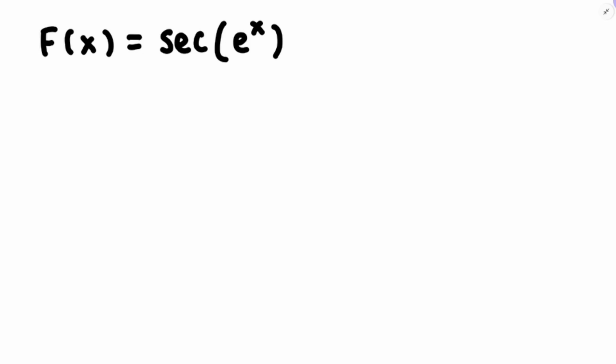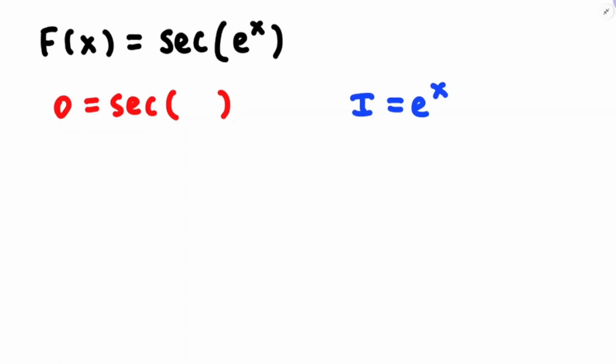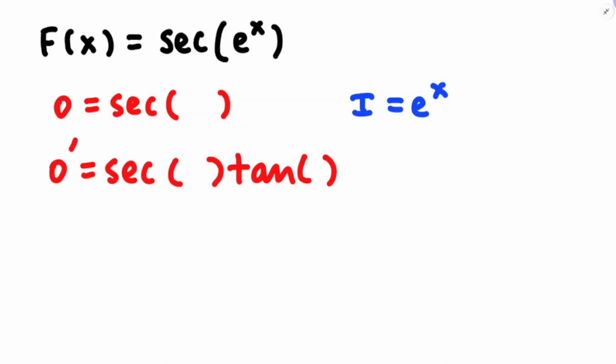Here's one. If I've got f of x equals secant of e to the x, this is going to be a situation where the secant is on the outside and the e to the x is on the inside. If we take the derivative of the outside, which is one we recently learned and might be one of the more obscure ones in your mind, the derivative of secant of a thing is secant of that thing times tangent of that thing. And we know the derivative of e to the x is e to the x.